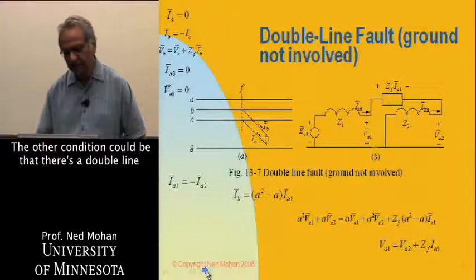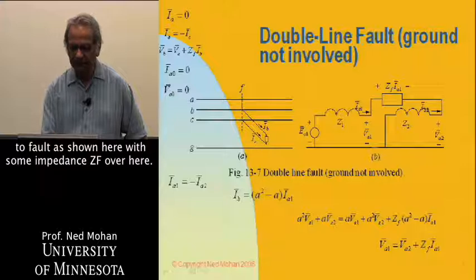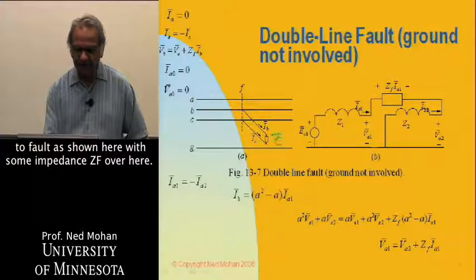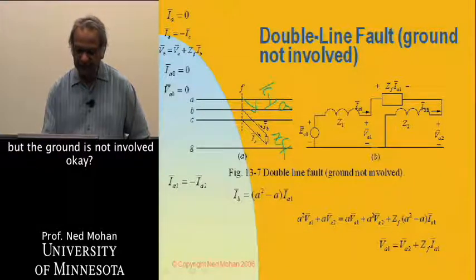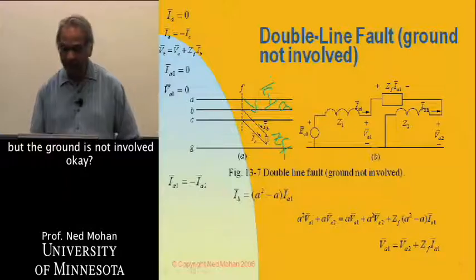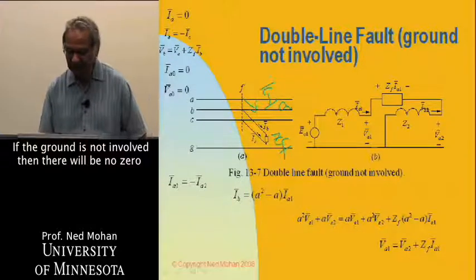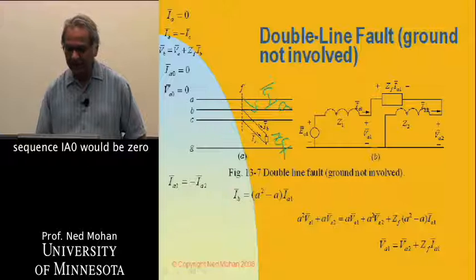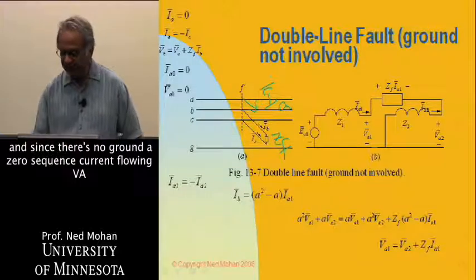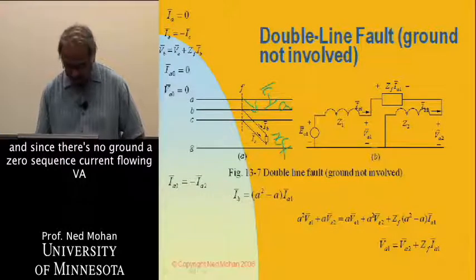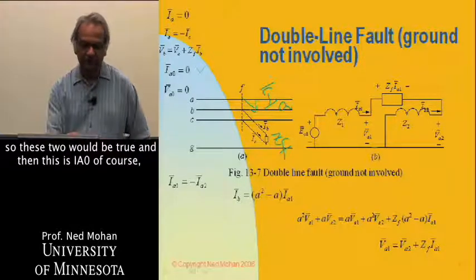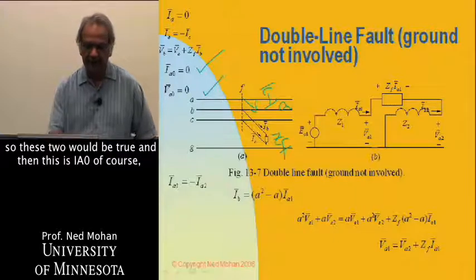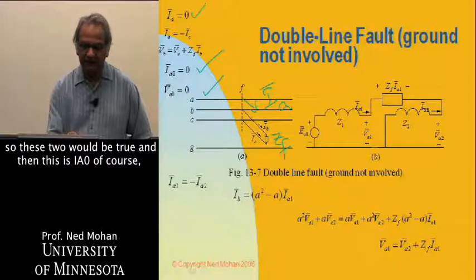The other condition could be a double line fault, as shown here, with some impedance ZF over here. IA, of course, is 0 here, but the ground is not involved. If the ground is not involved, then there will be no zero sequence. IA0 would be 0, and since there's no zero sequence current flowing to ground, VA0 would also be 0. So these two would be true, and then this is IA0, of course.